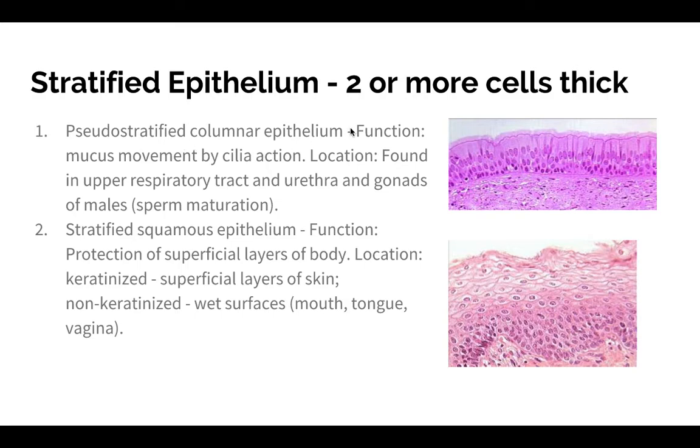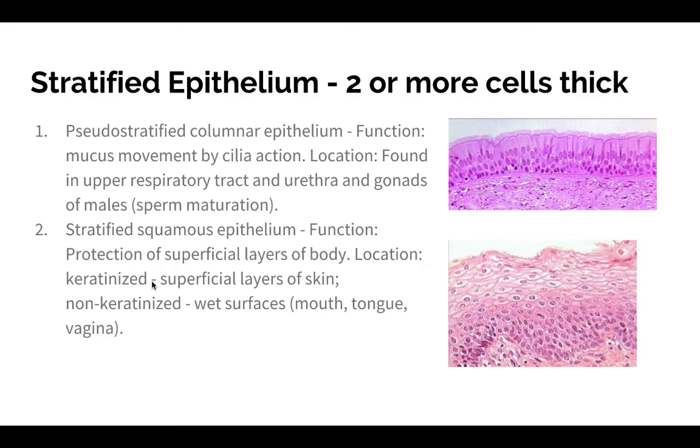The function of this tissue is to move mucus by cilia action, and this type of tissue can be found in your upper respiratory tract, in the urethra, and the gonads of males where sperm mature. You can see here that these are ciliated, and they do allow the movement of mucus along the top where the cilia are.